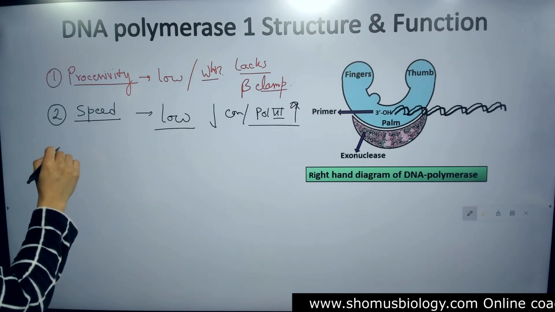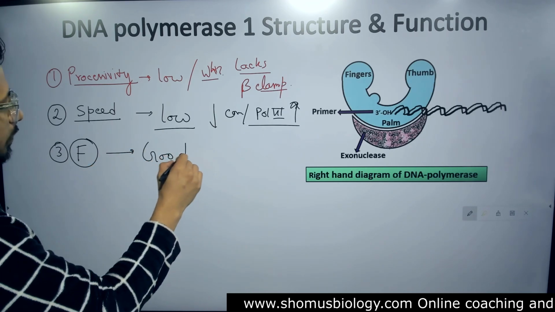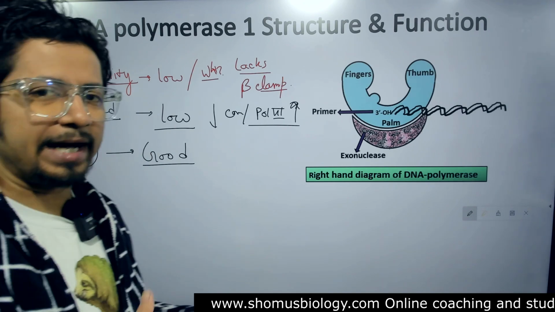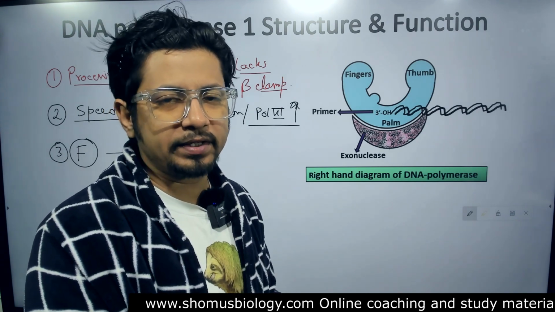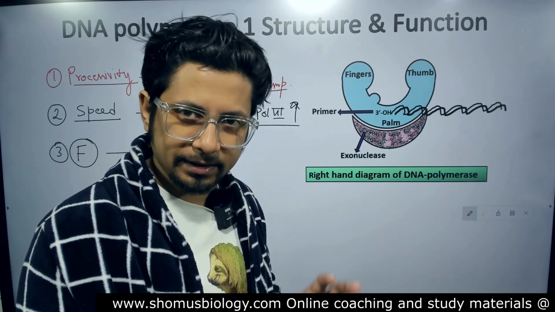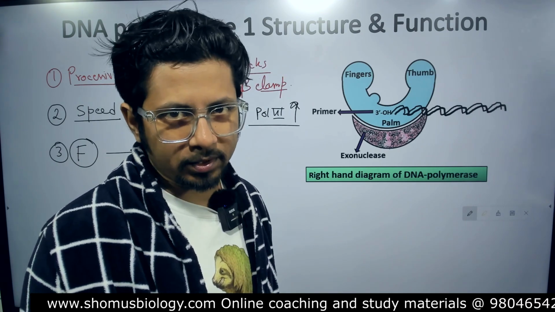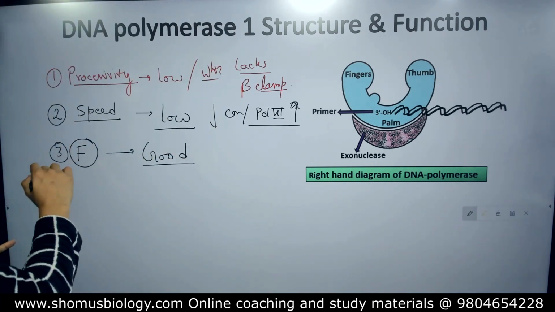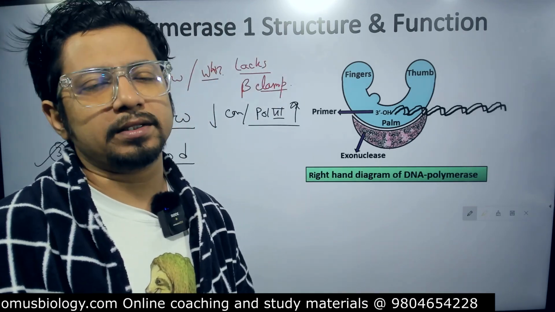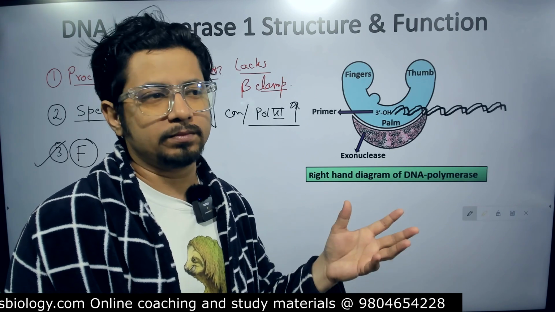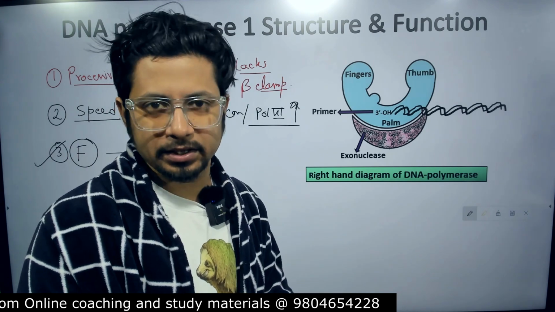And the third one, fidelity. Fidelity for polymerase 1 is good. It means polymerase 1 can detect the presence or addition of an erroneous nucleotide. It can shift from polymerase activity to exonuclease activity, cleave out a few nucleotides and re-ligate with fresh good copies of nucleotides, join them and complete the process. So fidelity is good, but speed and processivity are low. As a result, we do not choose DNA polymerase 1 over DNA polymerase 3. DNA polymerase 3 is chosen as the leading enzyme for DNA polymerization or DNA replication in prokaryotes.